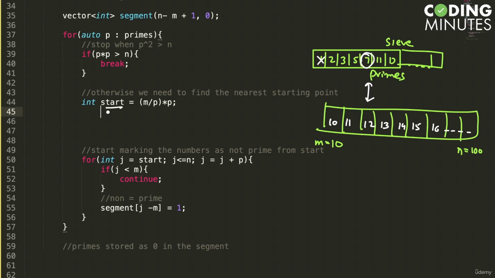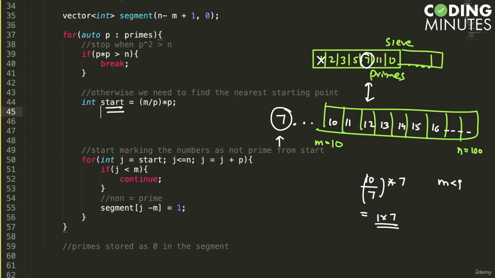So what we will get as a starting point, so start is m upon p, so that is 10 divided by p, times p, so this is nothing but 1 into 7, that is equal to 7. So we'll say for 7 we are going to mark the first number, which is 7, okay. So this clearly lies outside the range of m, which is fine. This is not an issue. Let me take a different example.